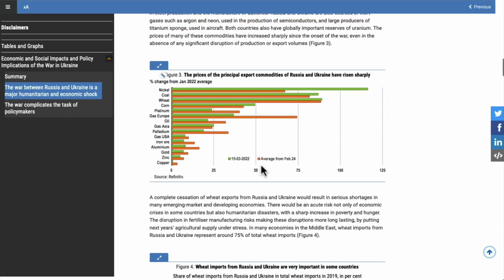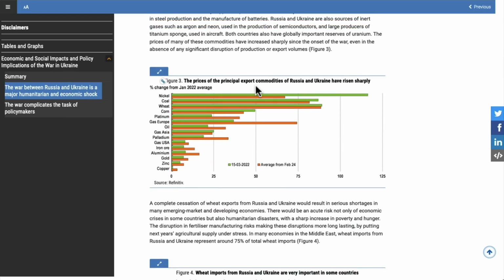The prices of principal export commodities of Russia and Ukraine have risen sharply, and it tells you which commodities and the price increases. So this is as of March 15th, 2022, and this is the average from February 24th. Look at the price difference here. Nickel. This is big in batteries. So it was in line to see most of the EV manufacturers raise their prices. Tesla raised its price. I think there was another company that raised its price as well. I forget the name of it. I think it was the Chinese EV manufacturer.